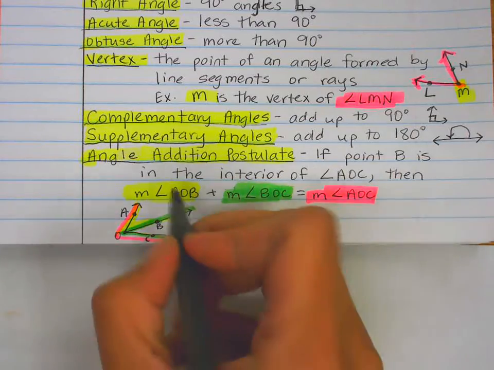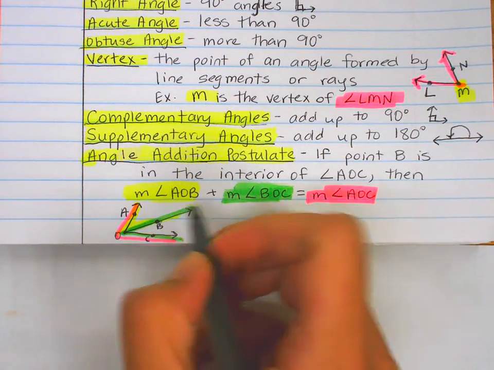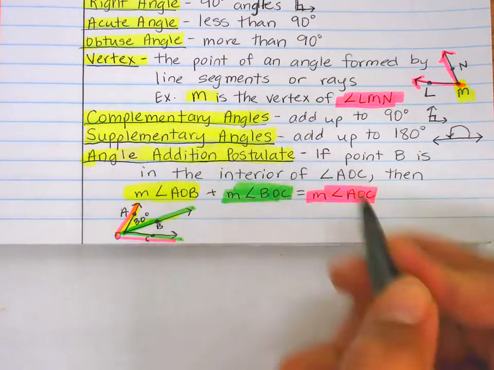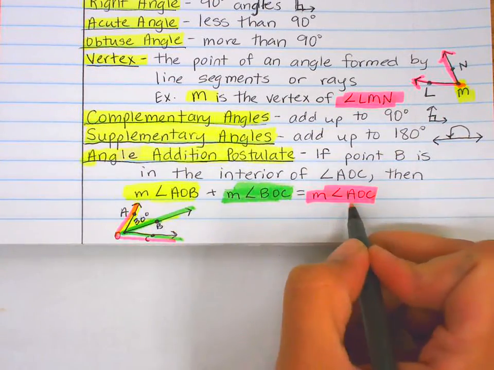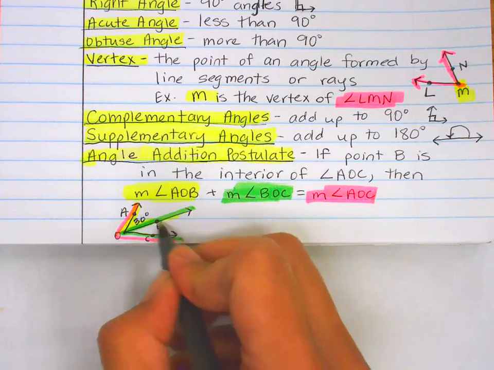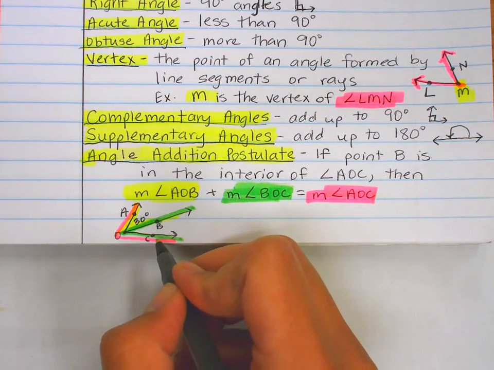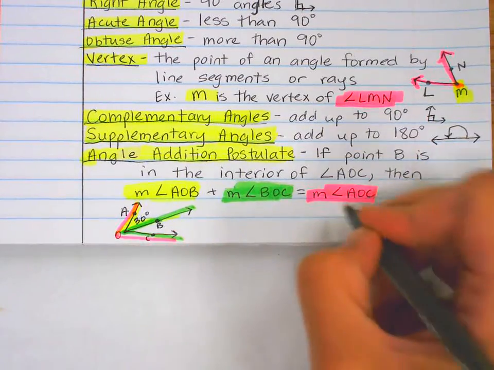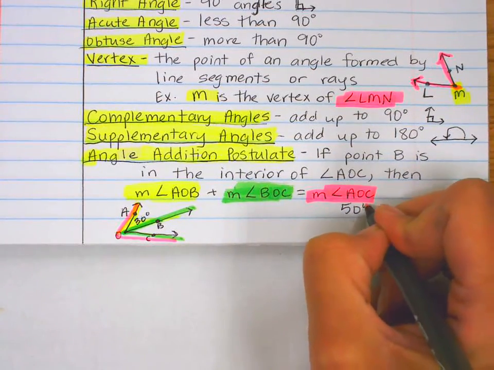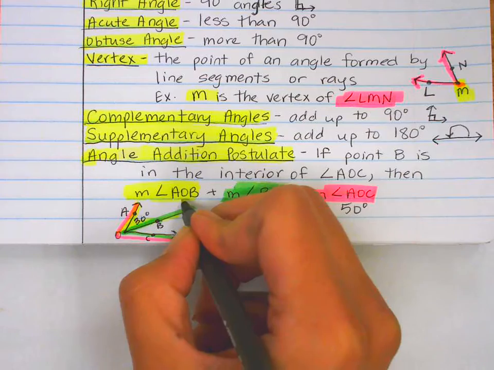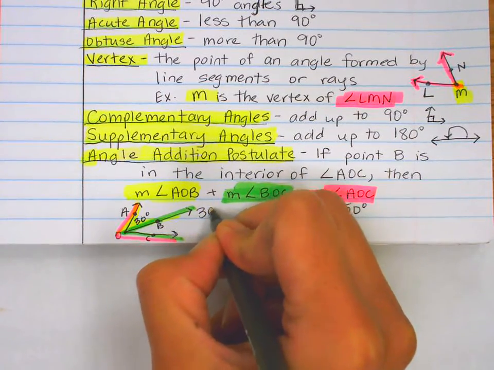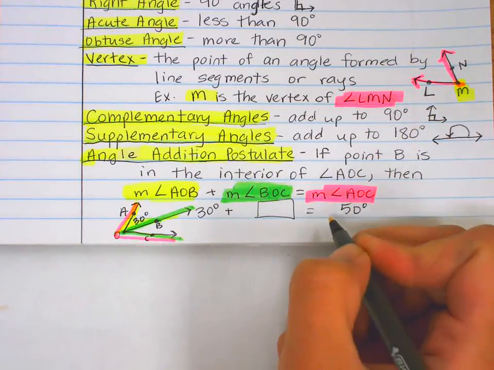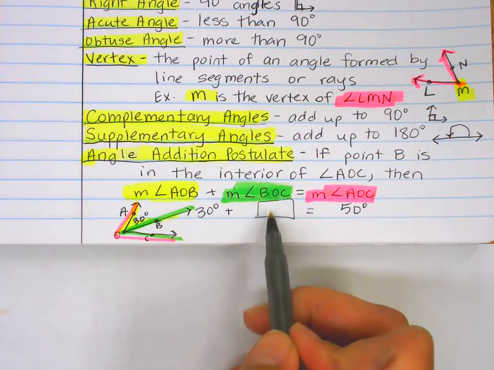Let's say the measure of angle AOB is 30 degrees. And I'll say the measure of angle AOC, the big angle, what if that is like 50? I don't really know a good way to show that, but I'll just write it in here. If the measure of angle AOC is 50, but the measure of angle AOB is 30 degrees, then what would the measure of angle BOC have to be?